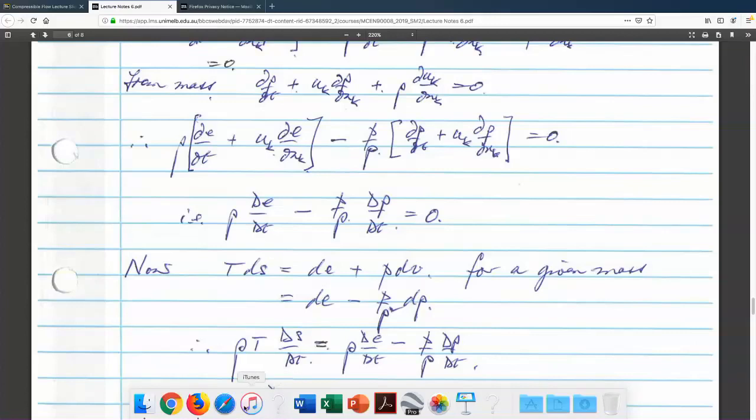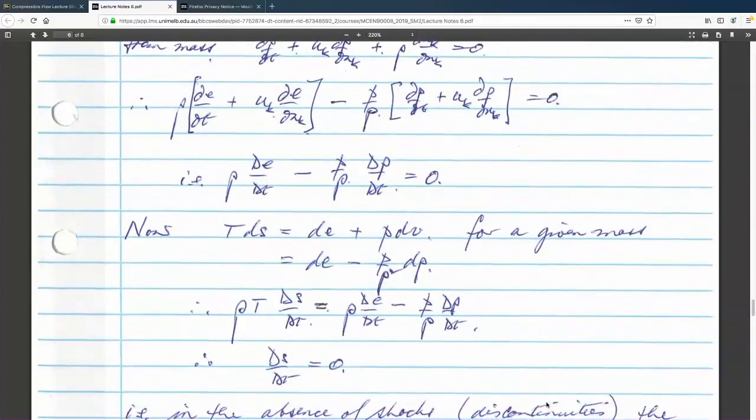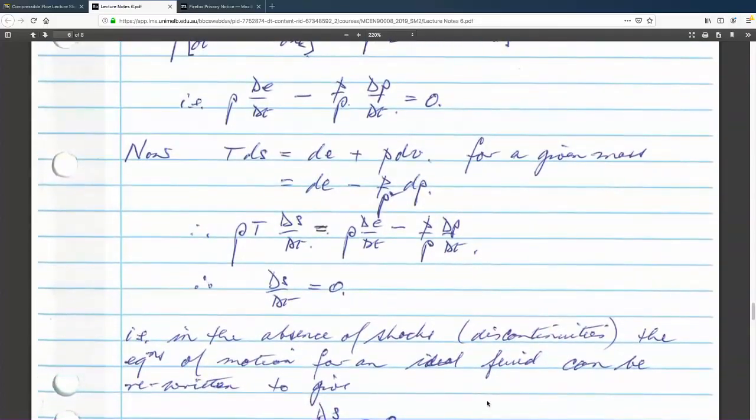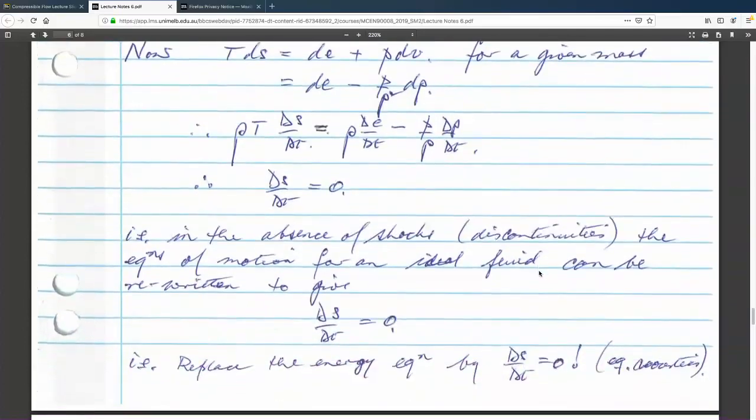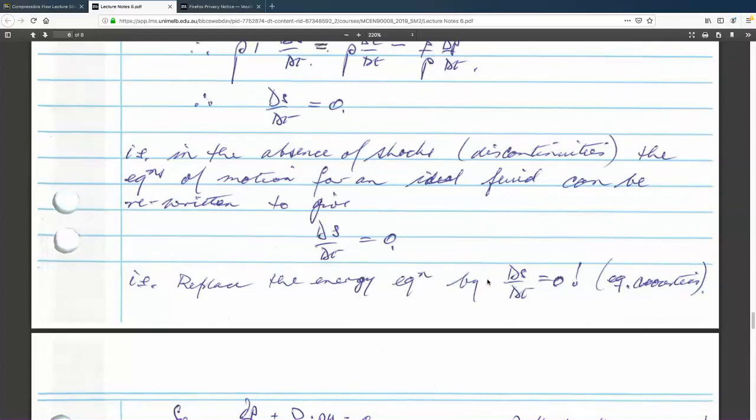So for this special ideal fluid that's non-heat conducting, has no viscosity, I can replace all of these elaborate equations by simply one in which dS/dt equals 0. That is, in the absence of shocks and discontinuity, the equations of motion for an ideal fluid can be rewritten to give dS/dt equal to 0. And we can replace the elaborate energy equation simply by dS/dt equals 0. And that's very important in acoustics.